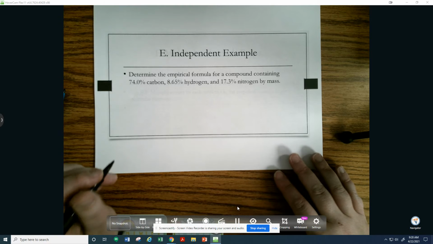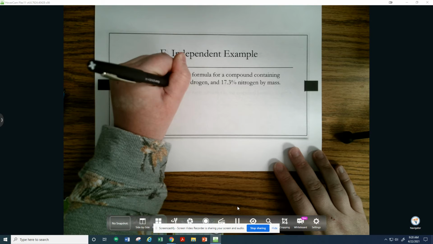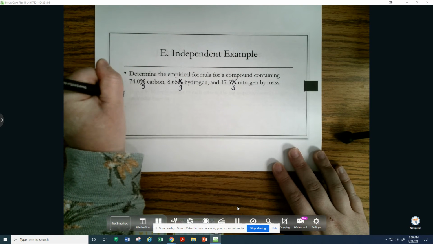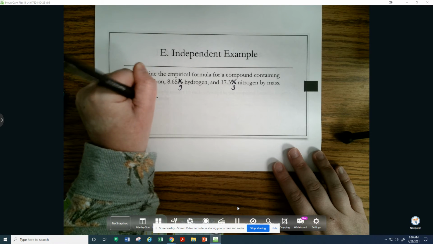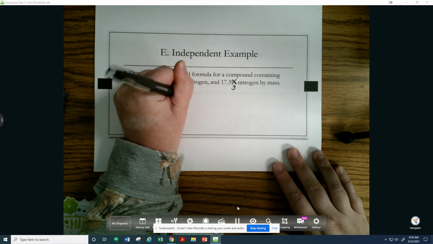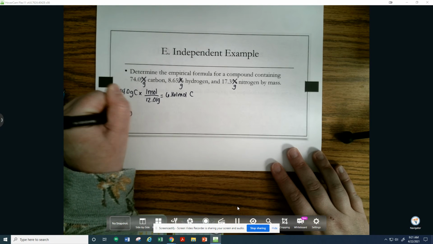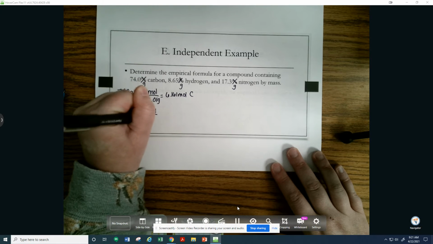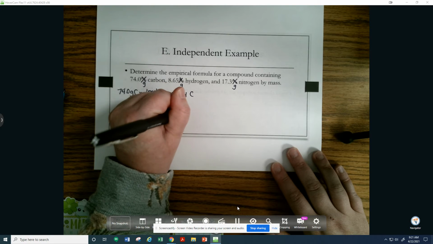Okay, so hopefully you took my advice, and so what you should have done is basically we swap out this with grams. So you have 3 elements to work with in this scenario. You should have started with the 74.0 grams of carbon divided by 12.01, and you get 6.161 moles of carbon. In the hydrogen, you have 8.65 grams of hydrogen. Because of its molar mass, you get 8.65 moles of hydrogen.